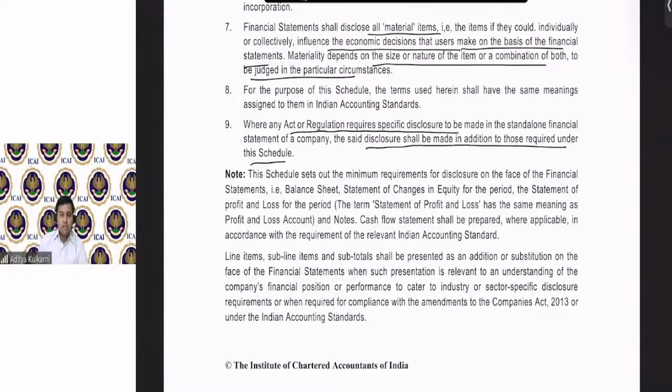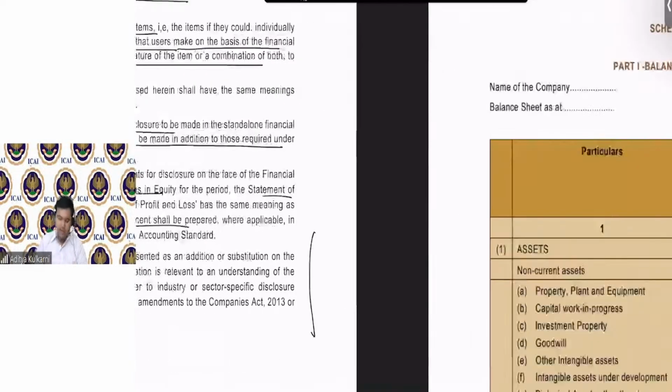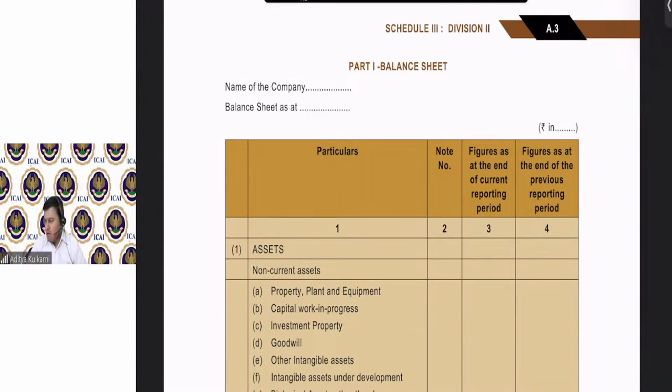Okay, so now this schedule sets out minimum requirements for disclosures on the face of the financial statements. What do you mean by financial statements? The balance sheet, statement of changes in equity, statement of profit and loss, and the notes. Cash flow statement shall be prepared where applicable in accordance with the requirement of the relevant Indian accounting standard, that is Ind AS 7. Line items, you can add, deduct whatever is there. We have already seen this. Okay. So this is your vertical format of Division 2 Schedule 3.